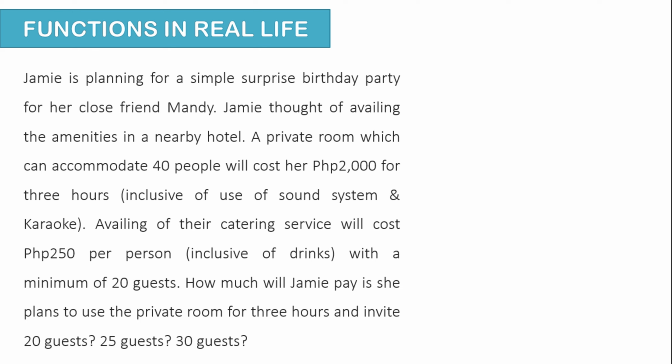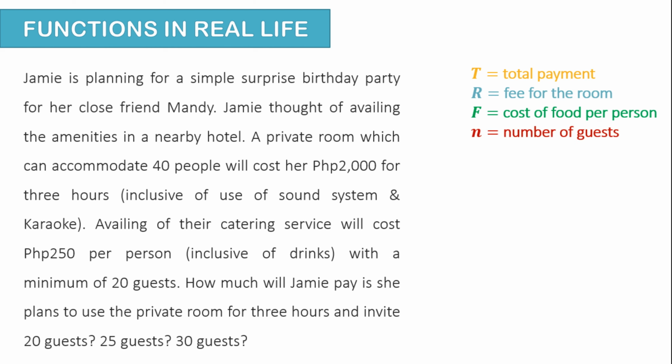So the first thing that we need to do is to assign specific letters for the unknowns or the given here. So here we have T for the total payment that she's going to pay. R is the fee for the room, which is for the 3 hours. F is the cost of food per person, which is the 250 there. N is the number of guests.